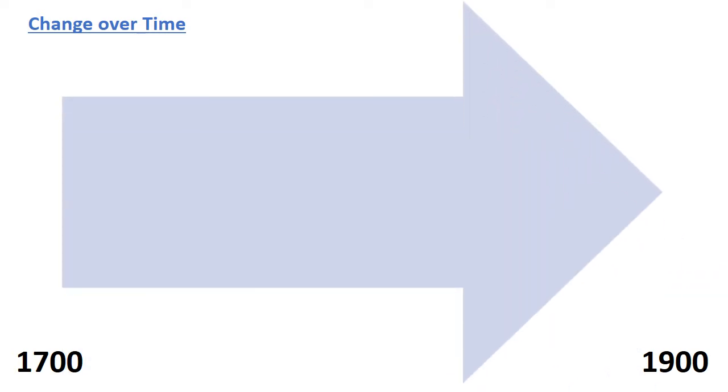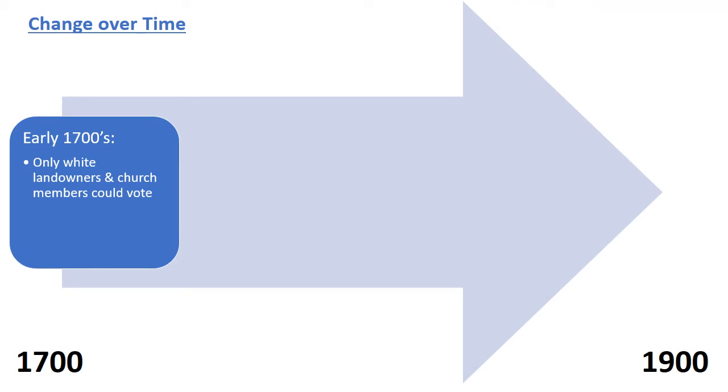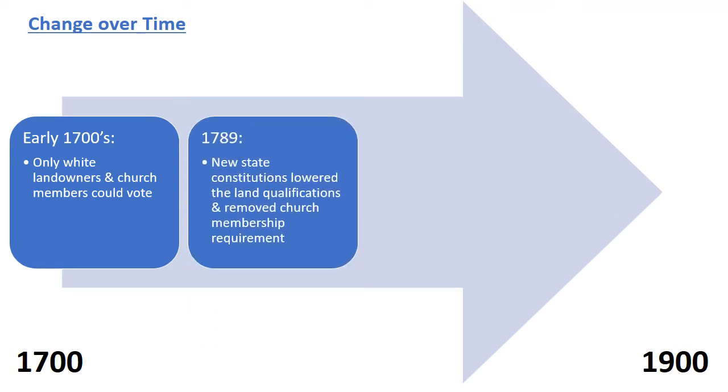First, we're going to go over some examples of how voter participation changed between 1700 and 1900. Let's start with in order. In the early 1700s, remember that only white landowners and church members could vote. The first major change that you're going to see is that new state constitutions will lower land qualifications and remove church membership requirements. This would be the first example of a major change in voter qualifications.